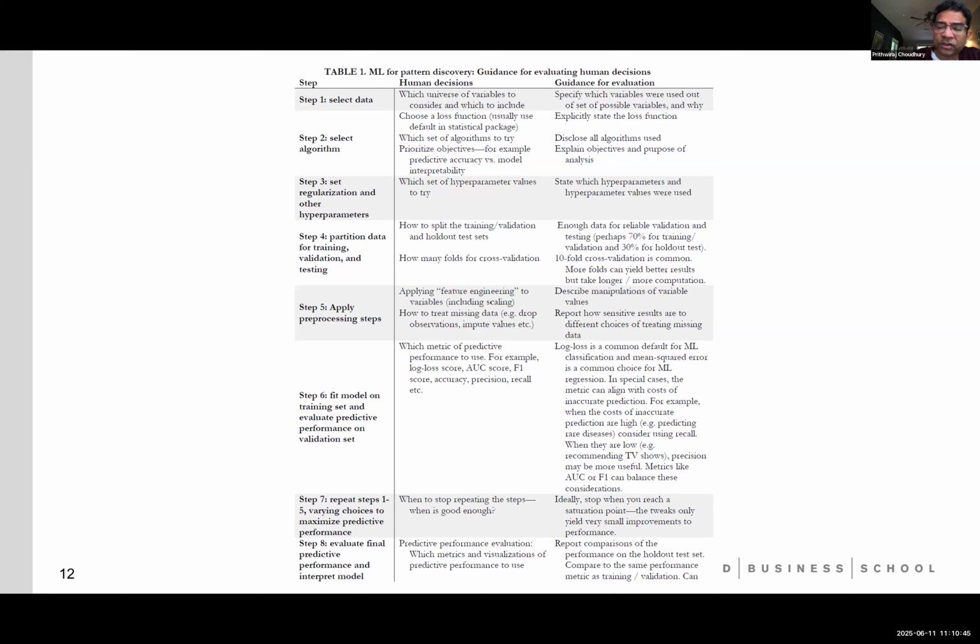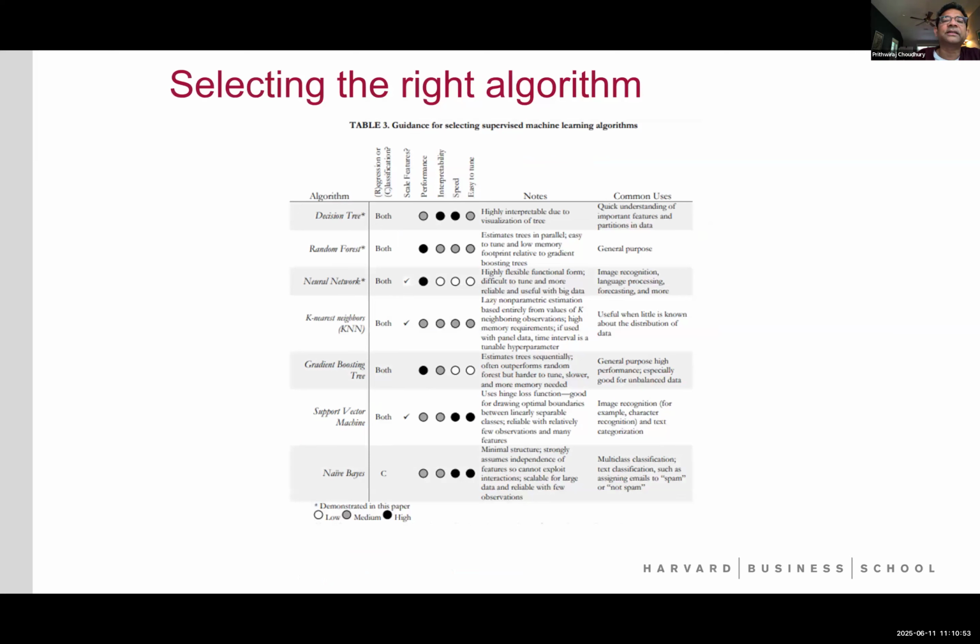And by the way, in the SMJ paper, we have a link to our code, and anyone can download the code and use that code for their own projects. And then we have some advice on selecting the right algorithm, because we used multiple algorithms in this paper, starting with decision trees to a random forest model to a neural net, a k-nearest neighbors model.